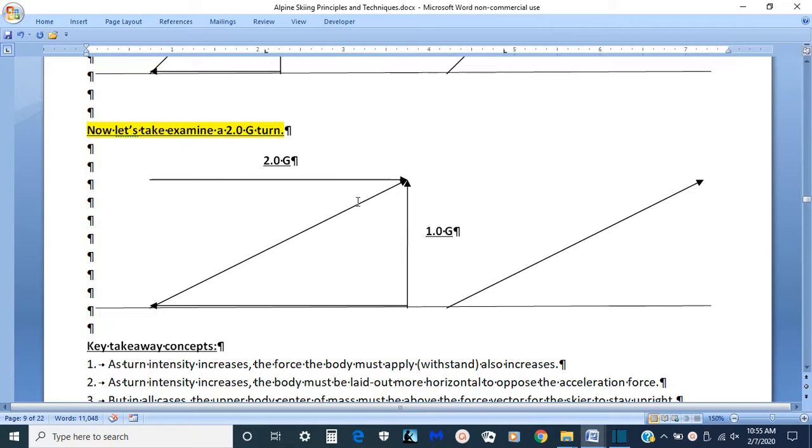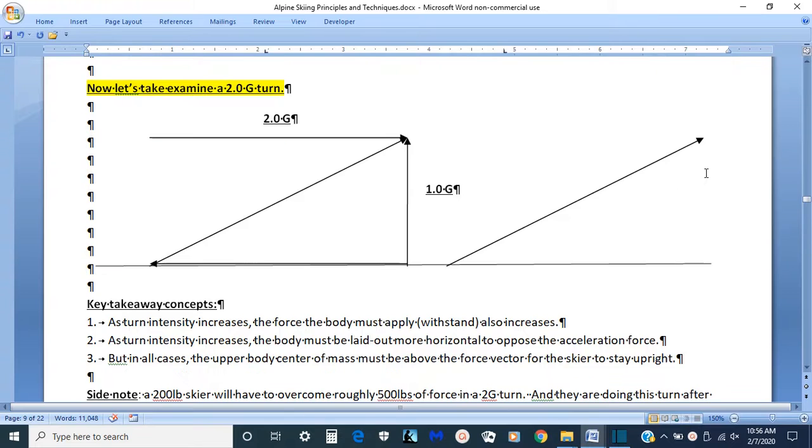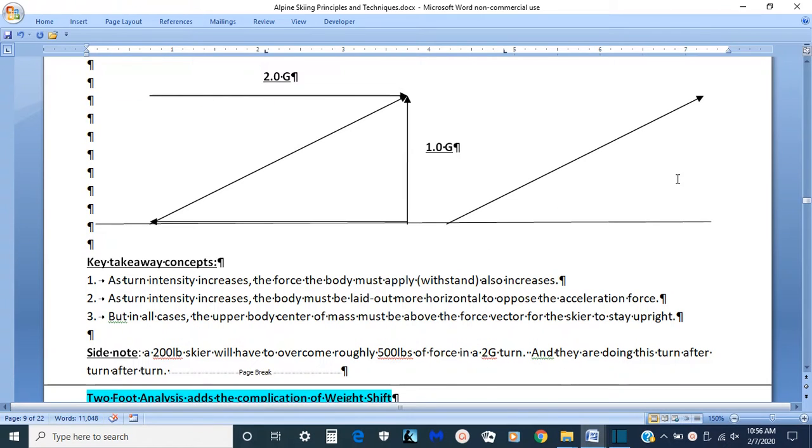Now, if you're doing a 2G turn, you're applying 200 pounds force for a 200-pound guy here in the snow, but the turn itself is applying 400 pounds this way, right? So this is a pretty serious turn. It takes a good amount of leg strength here. And the combined force vector is more flat, more laid out, which means your body's going to have to be more laid out to correspond to this. And it's a larger sum of force. Maybe around 500 pounds force, I'm guessing. Close to it, maybe a little less than 500, but close.